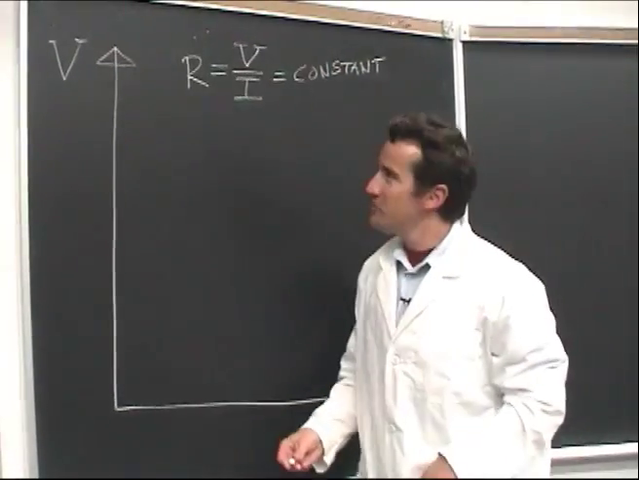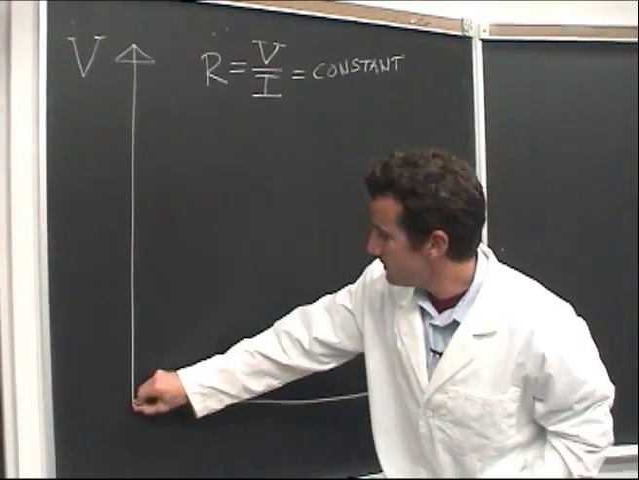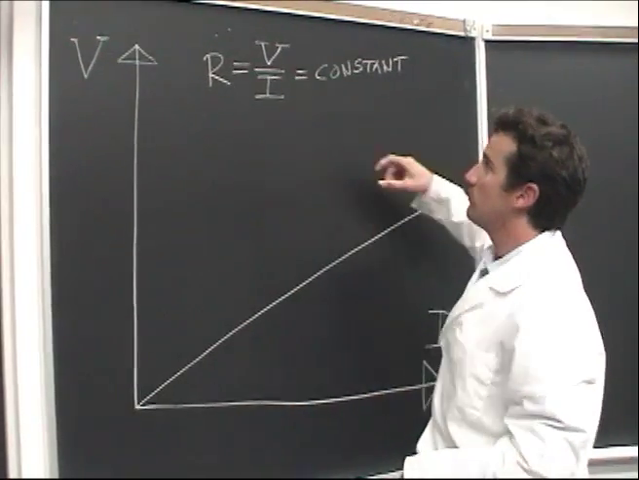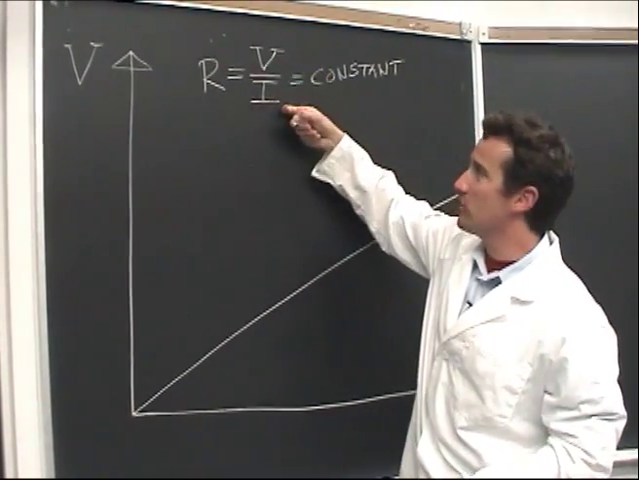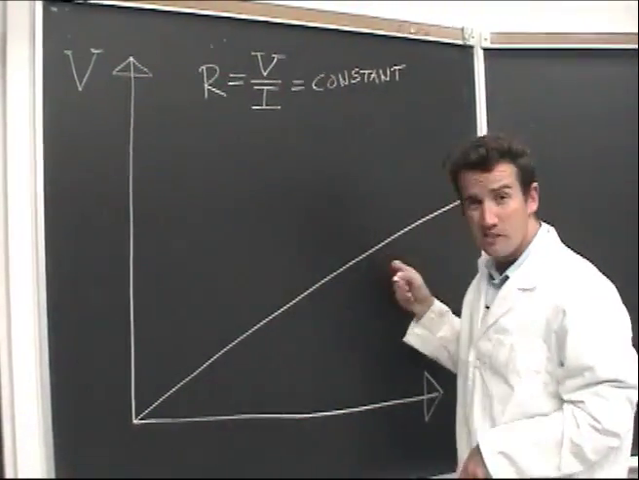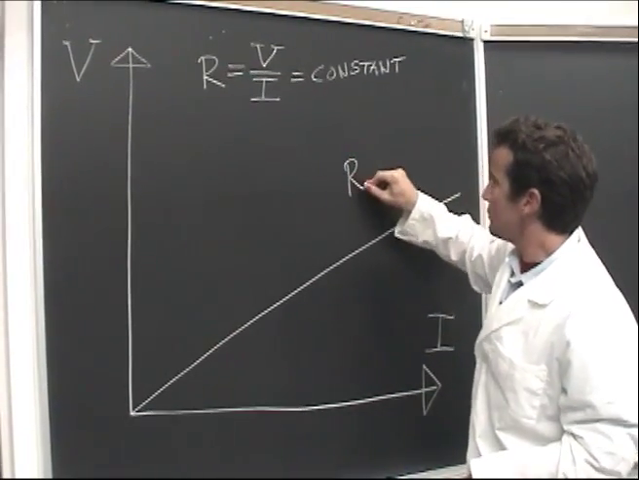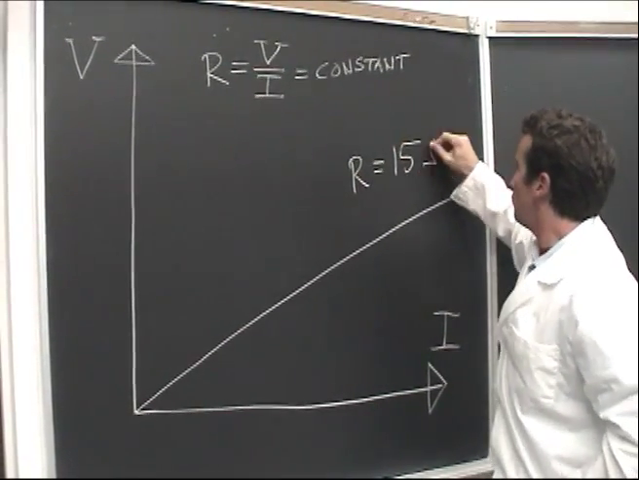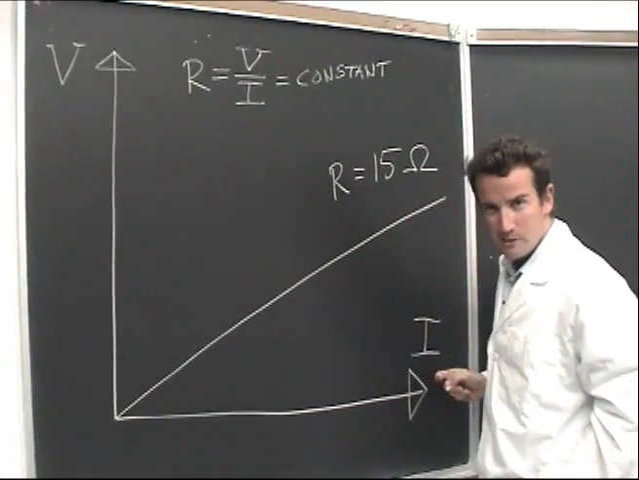For this reason, resistors are called ohmic. That is to say, they obey Ohm's law, with the ratio of the voltage to the current being a constant slope. In this case, the slope is 15 ohms, or volts per amps.